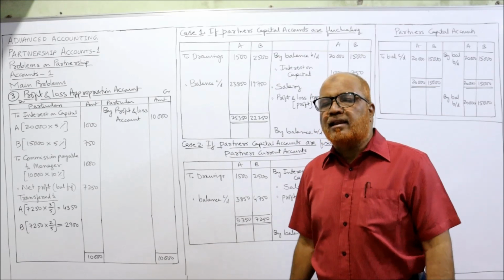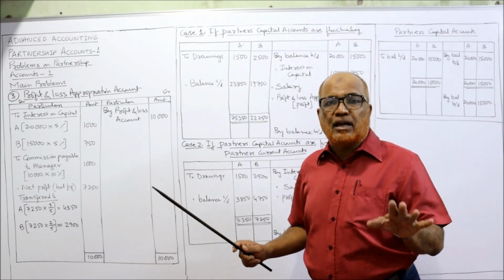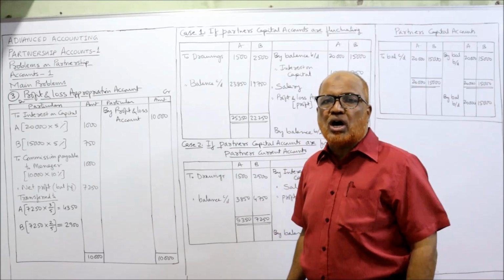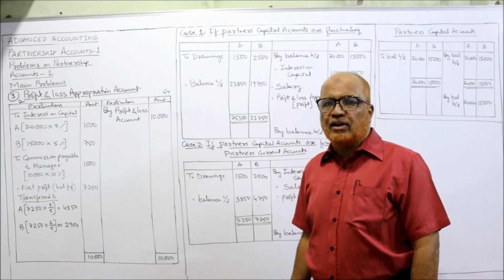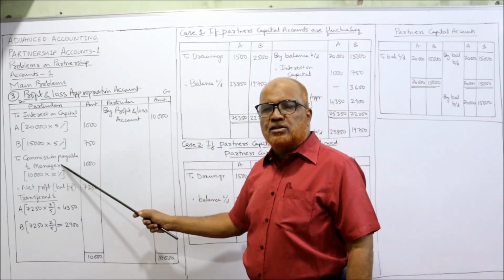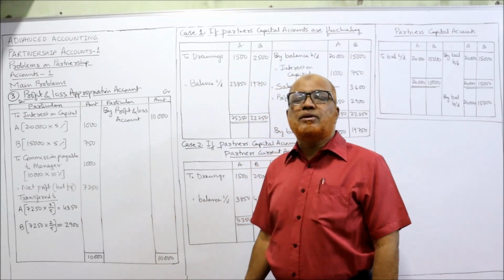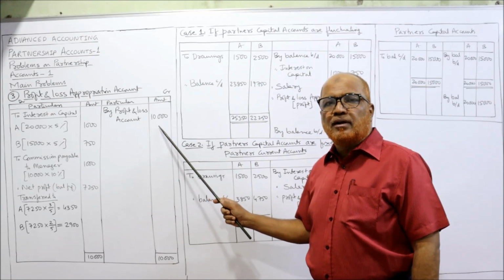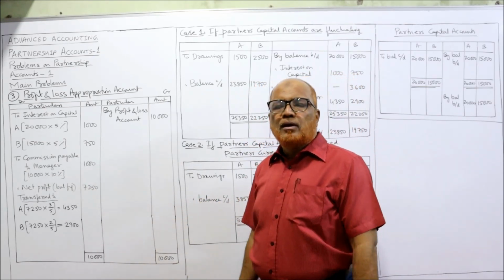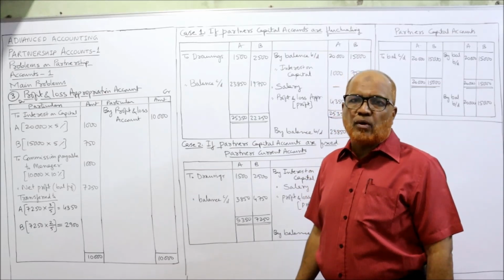Remember one point, salary to B is not being taken now, because it is given in the problem that salary was already charged in the profit and loss account. Now we are not going to make it. Now commission is payable to manager. It is given 10% commission on net profit. 10,000 into 10%, 1,000. That's all. Now we can easily find out the divisible profit.